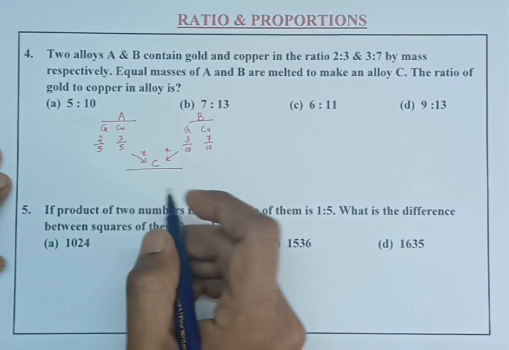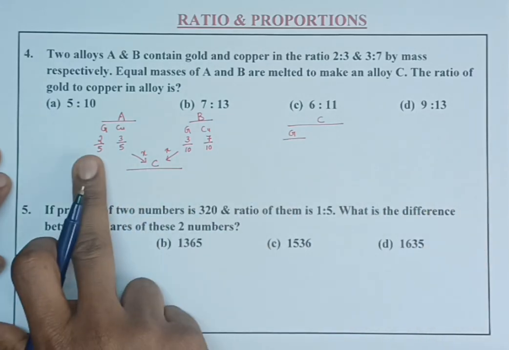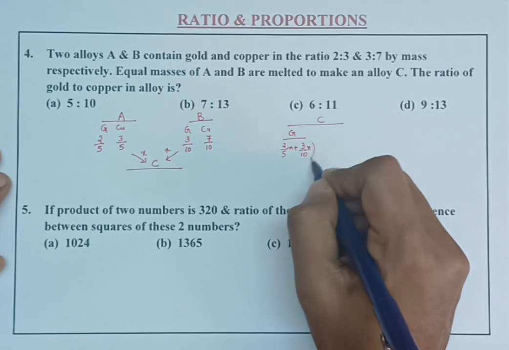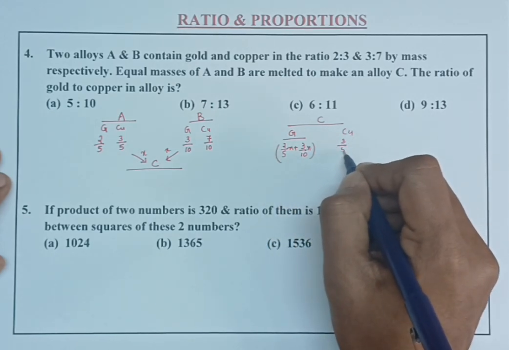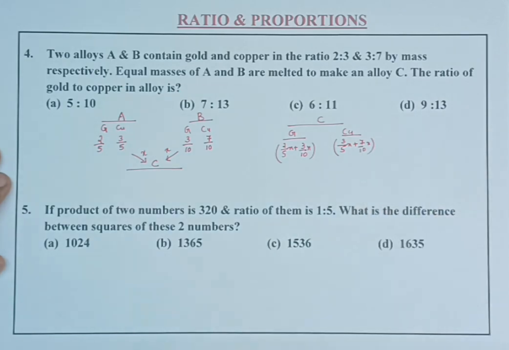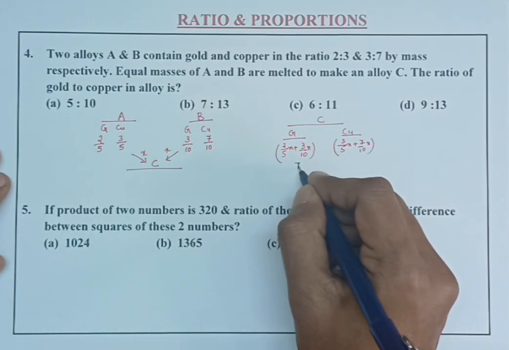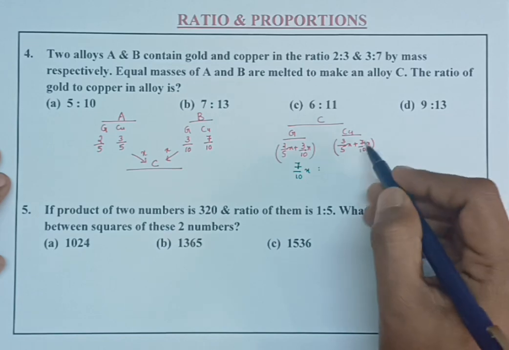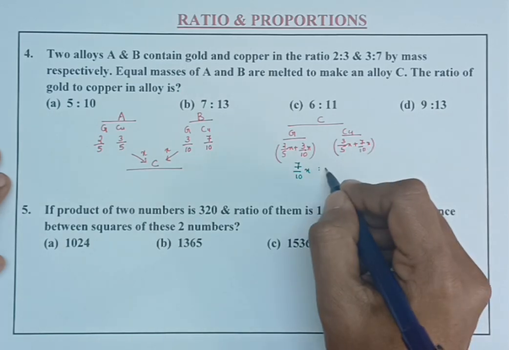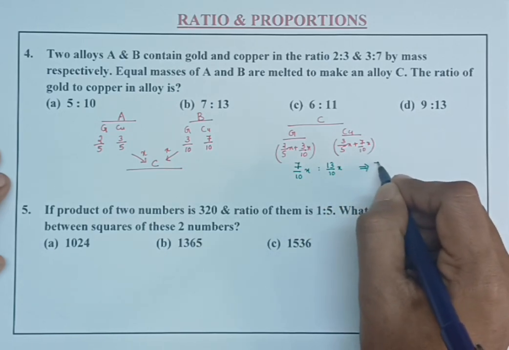So in this C, I'll write here C. How much gold will be there? 2 by 5 X plus 3 by 10 X. And copper will be 3 by 5 X plus 7 by 10 X. So the ratio will be 2 by 5 plus 3 by 10, that is 7 by 10 X, is to 3 by 5 plus 7 by 10, that is 6 by 10 plus 7 by 10, that is 13 by 10 X. So the ratio will be 7 is to 13.